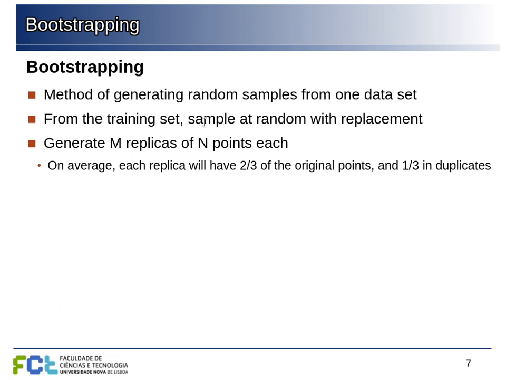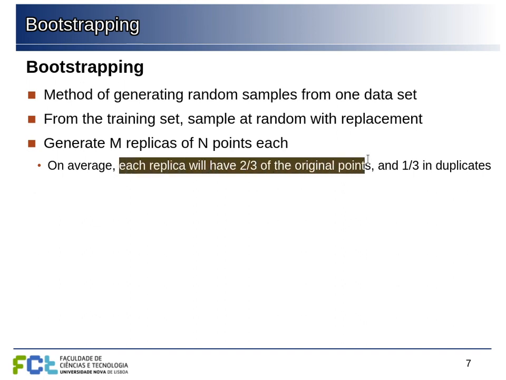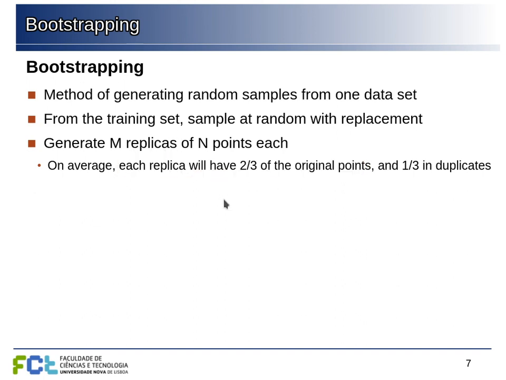So basically, since we are drawing with replacement, this means that we can draw some examples more than one time. So we can have duplicates or triplicates and so on in our replicas. And doing this sampling at random with the uniform distribution and replacement, on average, each replica will have 2/3 of the original examples in the original data, and then the remaining third will be duplicates. So the same points that we have on those 2/3, some of them duplicated in this third part.